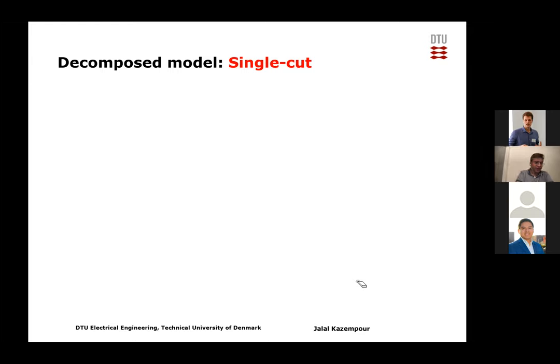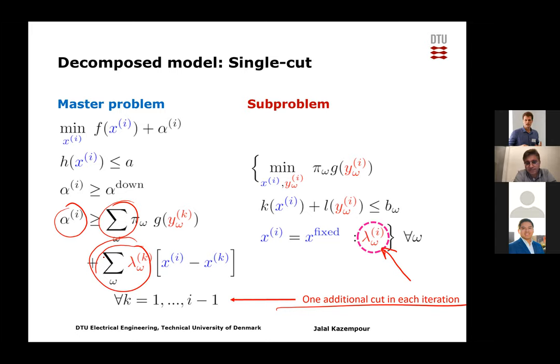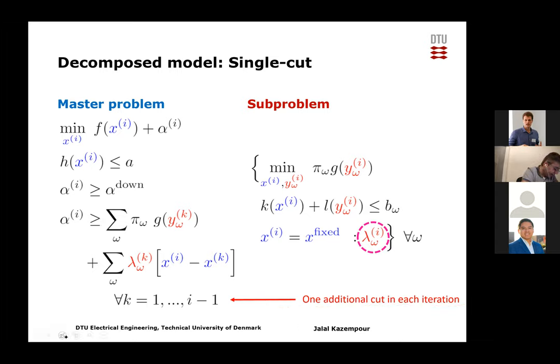Let's see. In the single cut, what we had so far, we had one lambda per scenario, one sensitivity per scenario achieved from the subproblem. Then we had only one additional cut in each iteration. It means that we have a single variable alpha, and we have the summation over all scenarios. But before going to the next slide, can you help me: how can we make it multi-cut Benders? Do I need to change the subproblem to generate multiple cuts? Is there any change in the subproblem?